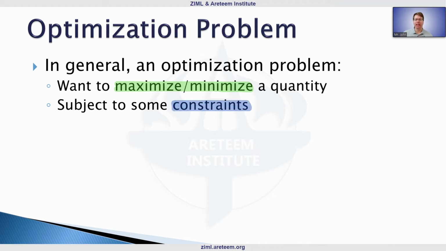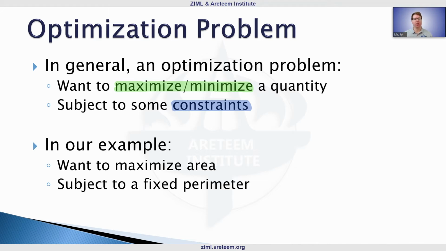So in our example, this is fairly simple, right? But we want to maximize the area, and we're subject to a fixed perimeter. So the perimeter is an exact value that we have there. Now, these constraints could be different, right? Maybe we can use up to some amount of fence, or maybe the fence costs an amount of money and we can use up to some amount of cost for the fence.